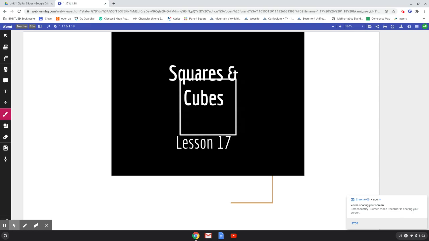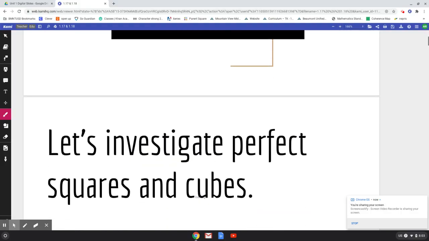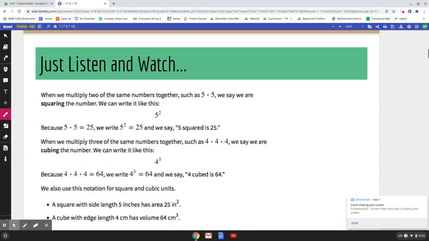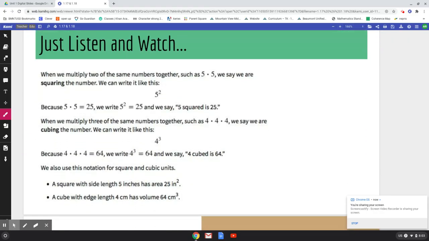Okay, so today we're going to be learning about squares and cubes. So we'll be doing lesson 17 and 18. So let's investigate perfect squares and cubes. It says just listen and watch.